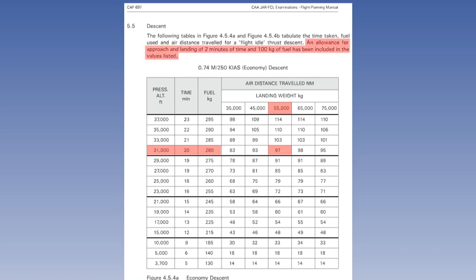Included in the figures we have just extracted from the table is an allowance for the approach and landing of 2 minutes and 100 kilograms of fuel. The important factor to be remembered from this lesson is that great care must be taken in selecting the correct table for the climb, cruise and descent profile that is being planned. The remainder of the tables and graphs in this section of CAP 697 will be the subject of later lessons.